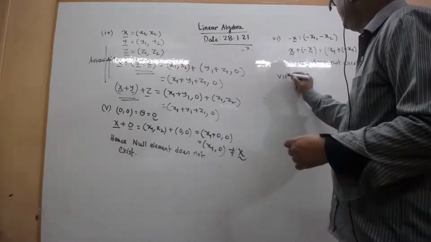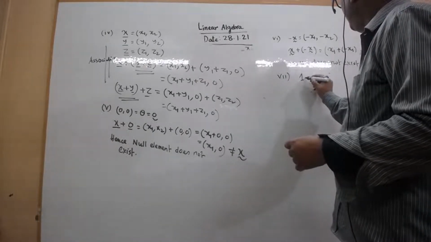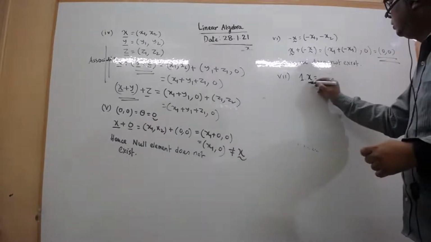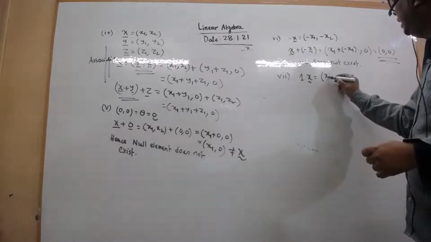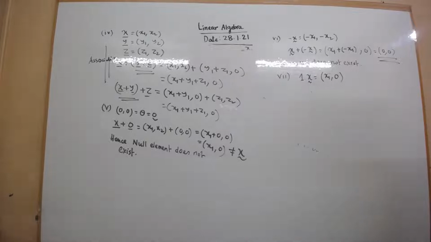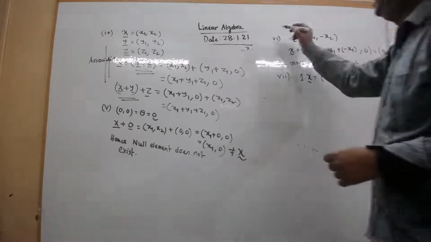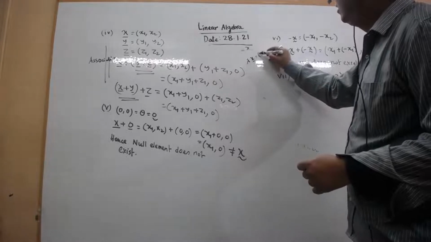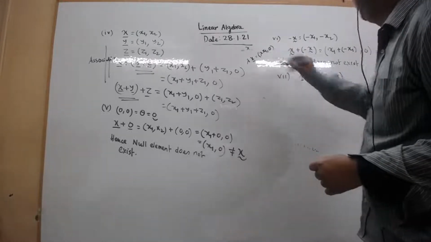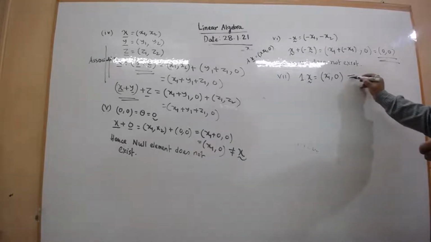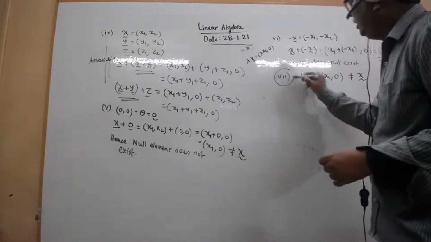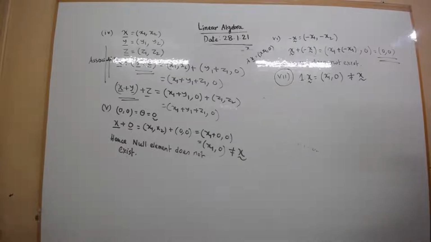Next property, 1 times x curl. 1 is a scalar, so 1 times x curl is (x1, 0), because I defined scalar multiplication as lambda x curl equal to (lambda x1, 0). So this is again not equal to x curl. Hence this axiom also does not hold.